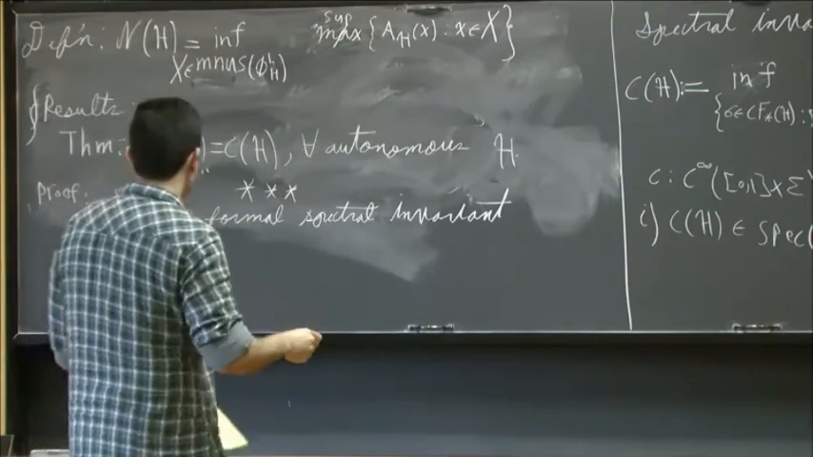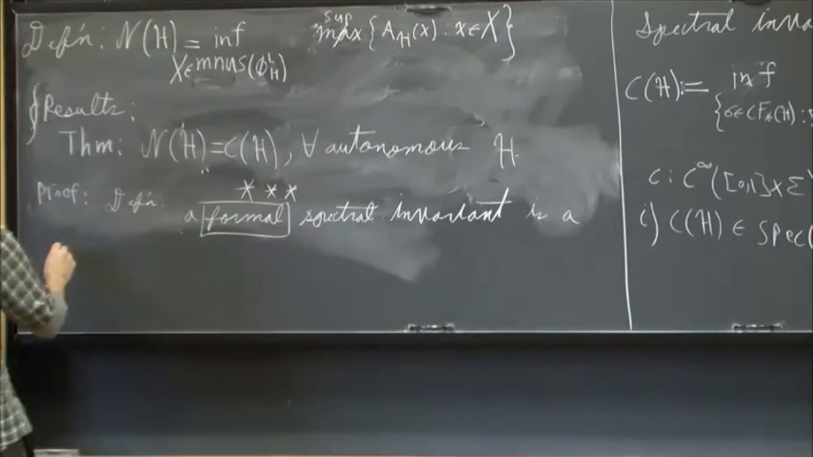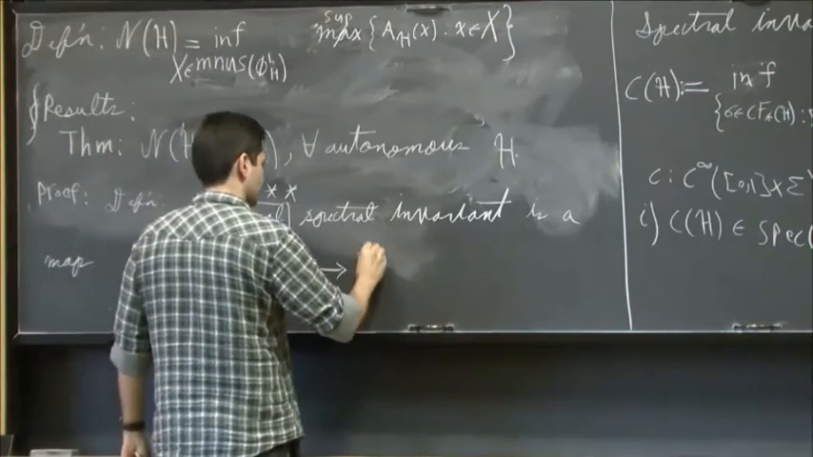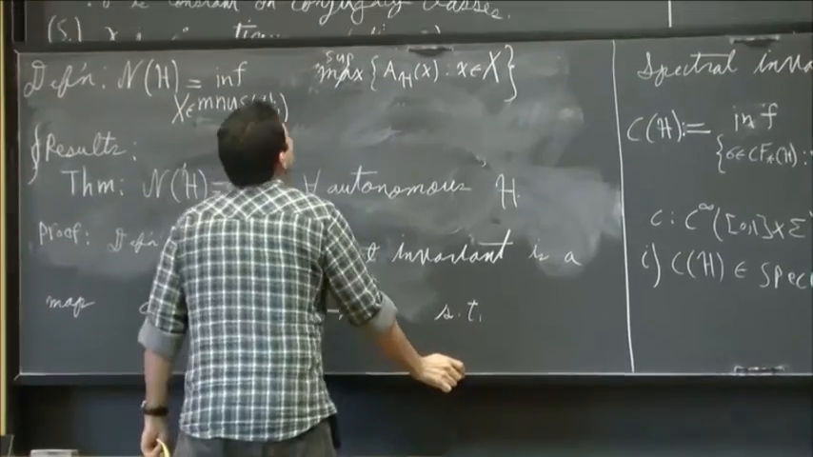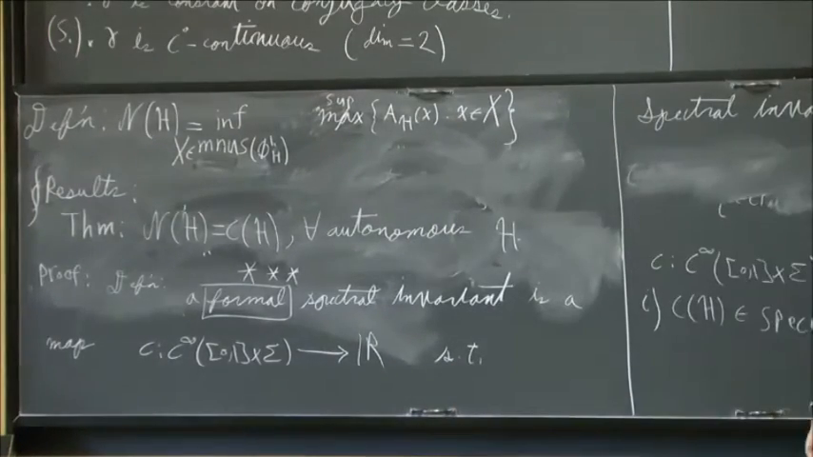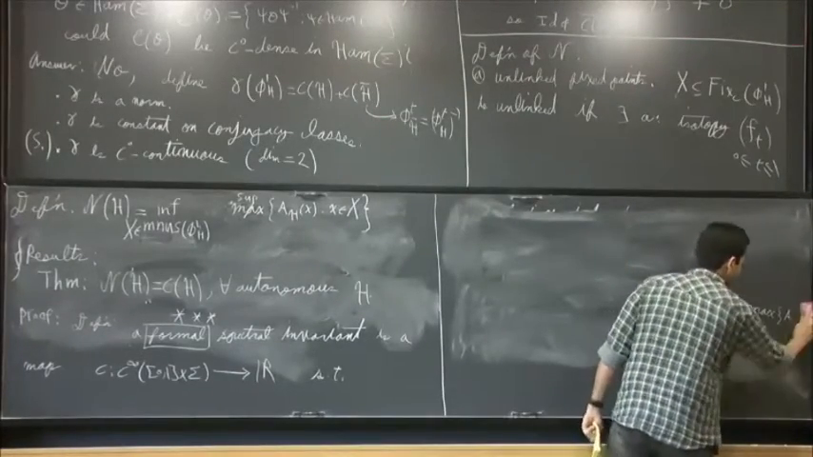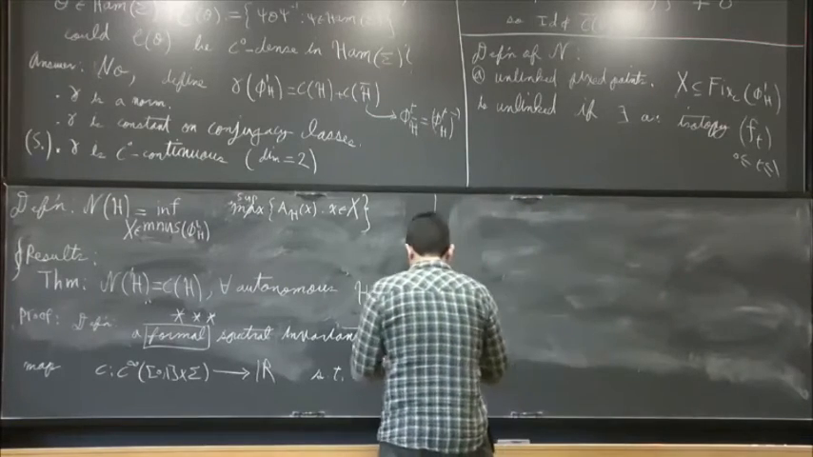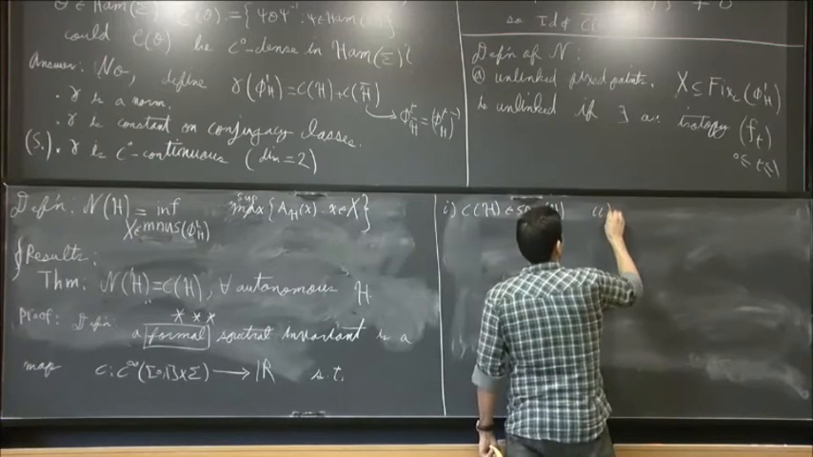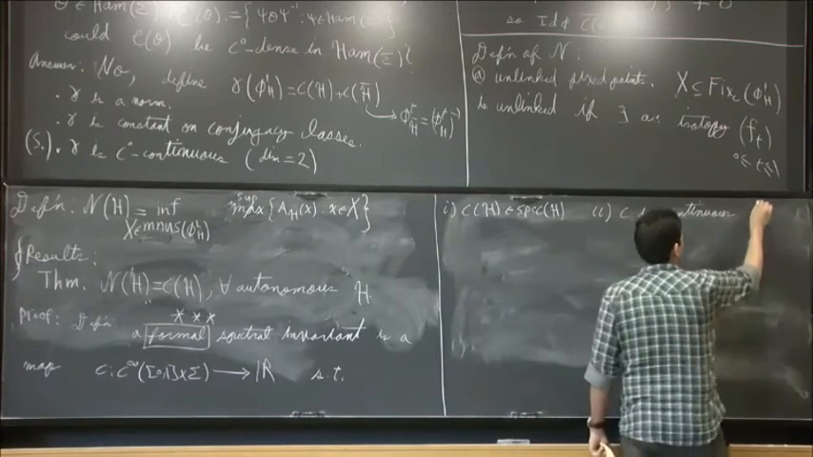A formal spectral invariant is what? So the key point is, a formal spectral invariant is a map C from the space of time-dependent Hamiltonians on your surface to the real line with the following properties. So you will not need to know this definition anymore. First of all, I require that C of H is in the spectrum of H, hence the name spectral invariant. Secondly, C is continuous with respect to any reasonable topology on the space of Hamiltonians. So, for example, C infinity.